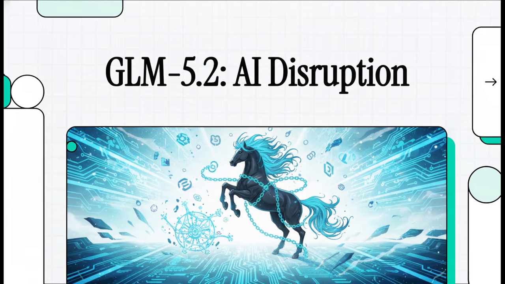It's called GLM-5.2, and let me tell you, this isn't just another incremental update or some minor benchmark story. No, this is about what happens when a genuinely capable, massive-scale model gets released into the wild for absolutely anyone to build on. Welcome to this explainer. Today, we're breaking down exactly why GLM 5.2 changes the game entirely.